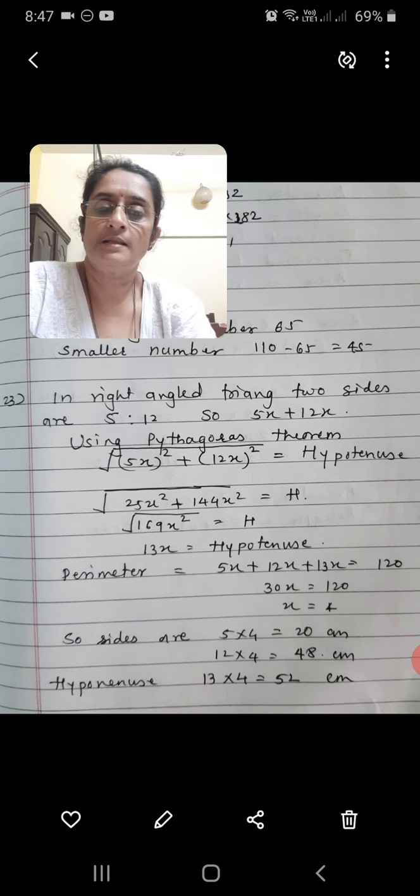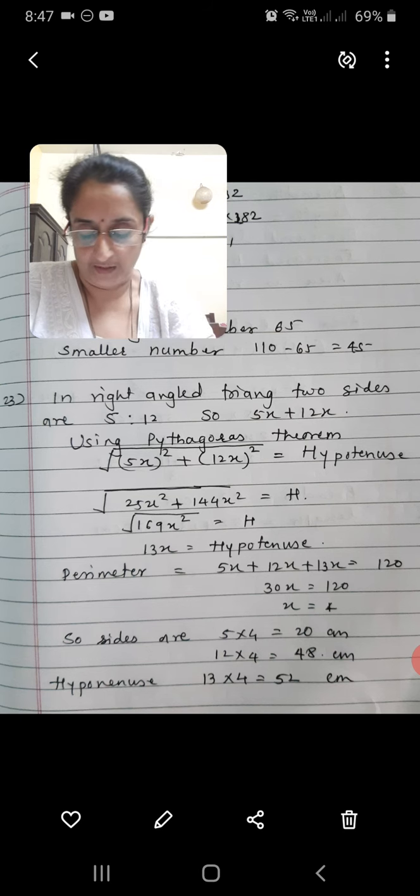Now the perimeter is given as 120. We know the first two sides are 5x and 12x. The third side, that is hypotenuse, we got as 13x. So if you add all these three, it should be 120. So when you add it, 30x is equal to 120, x value is 4. Now the sides are in the ratio of 5:12:13. Multiply all this with 4, you will get the sides as 20 centimeter, 48 centimeter and 52 centimeters.